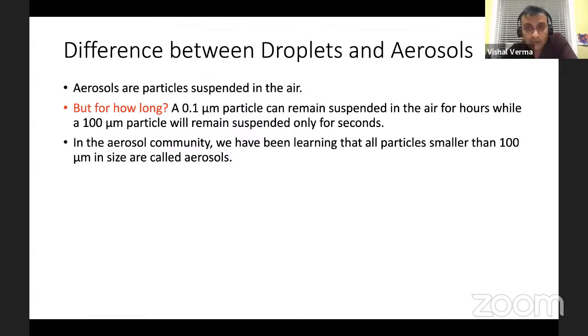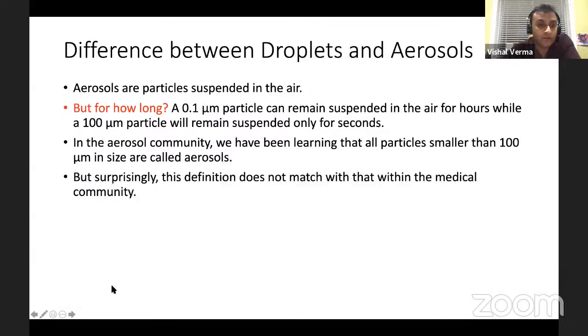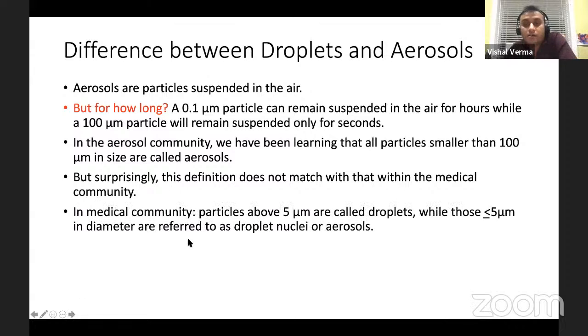But surprisingly, I recently found that this definition does not match the medical community. In the medical community, particles above 5 micrometer are called droplets, and particles below 5 micrometer are called droplet nuclei or aerosol. Probably this distinction existed but was not noted before the beginning of this pandemic. This caused a lot of confusion in the guideline about 6 feet, as I will show: if the transmission of this disease is occurring through aerosol, it does not follow the law of 6 feet.